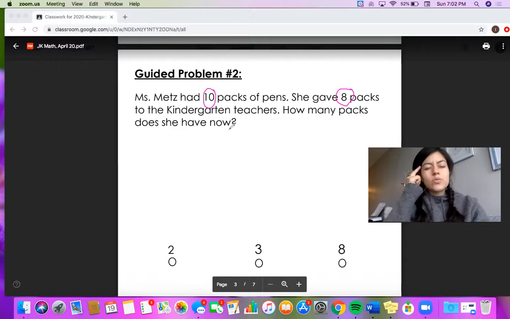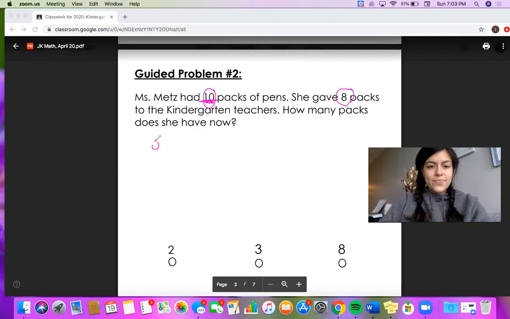Okay, so you have to visualize what's happening here. It's about a problem with Miss Metz. She has 10 packs. She gives away 8, and now she has less. You want to figure out what she has left. Let's start with what she started with. At the beginning, she had 10.